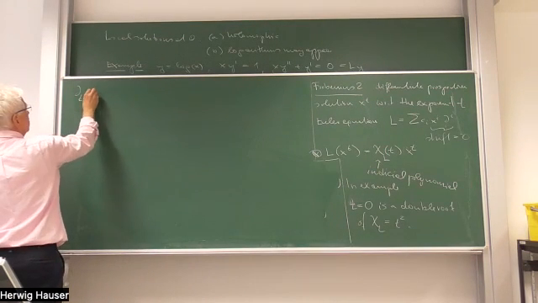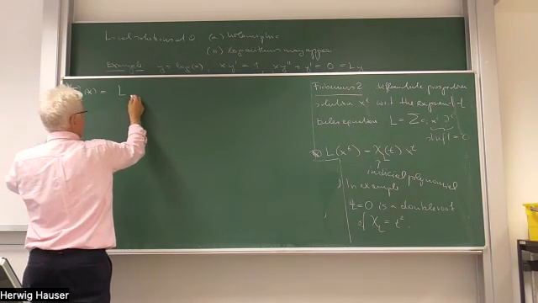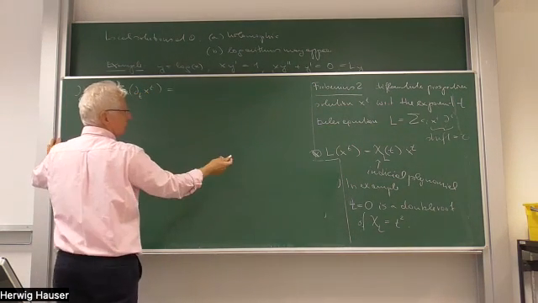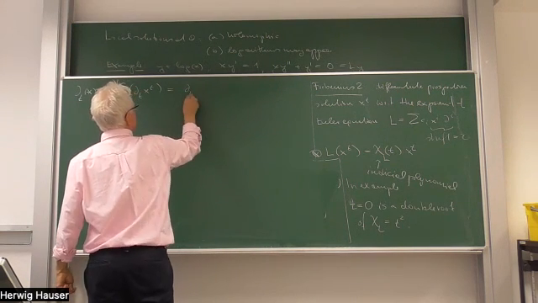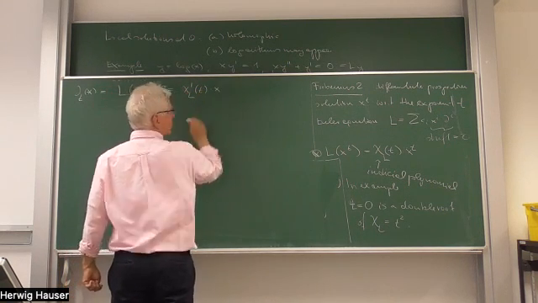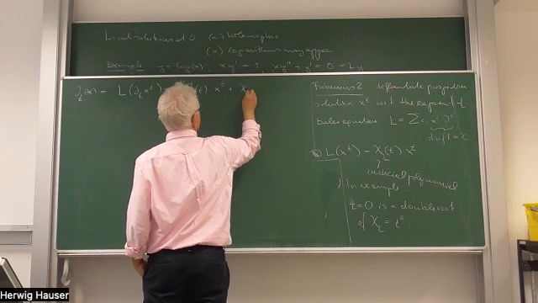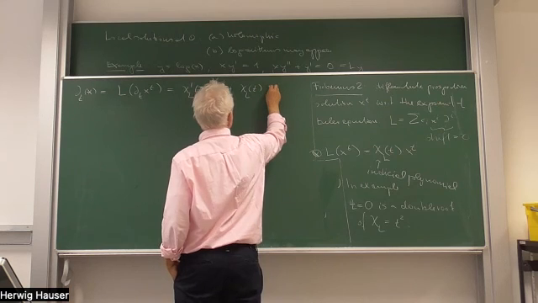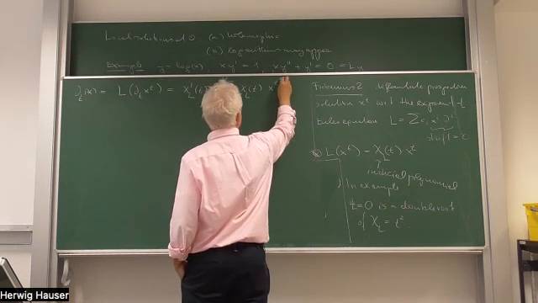you will get L, it commutes with L, so we get d_t equal, and here we will get chi prime of t times x^t plus chi of t times log x times x^t.